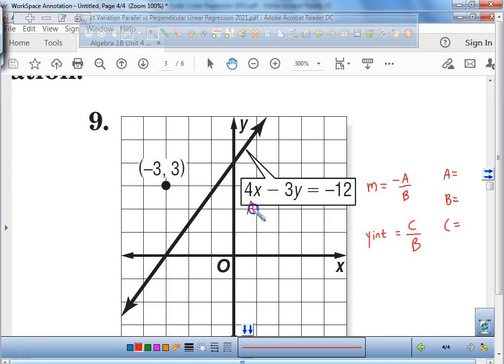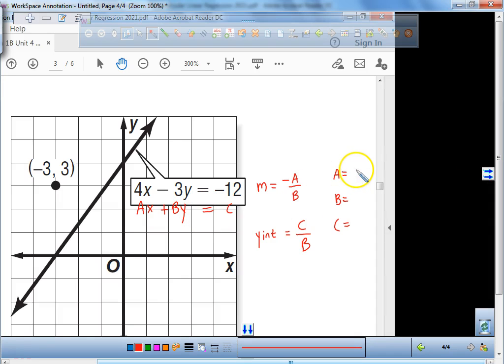Does everybody see it right here? We got ax plus by equals c. So what number goes with a for us? 4. What is b? -3, and c is -12. So this is what I need you guys to do on your paper, because I want to make sure you guys know how to find the slope and the y-intercept. Now you can clearly see the y-intercept, can't you? Where's the y-intercept? +4. Well, check this out. What's c? -12. What's b? -3. What does that equal? 4. So that's how we get the 4.